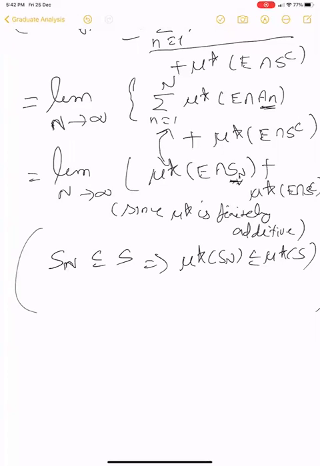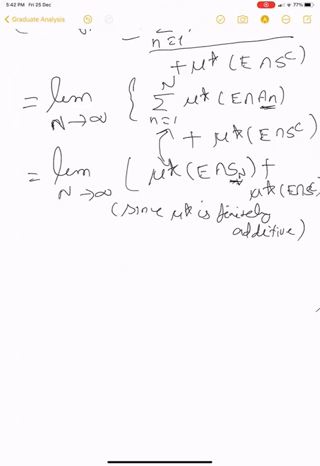So let us go back from here. I want to use monotone properly. So how to use it? Since mu star is finitely additive, so I got this. So now, limit n tends to infinity. So I keep it like this: mu star of E intersection Sn.